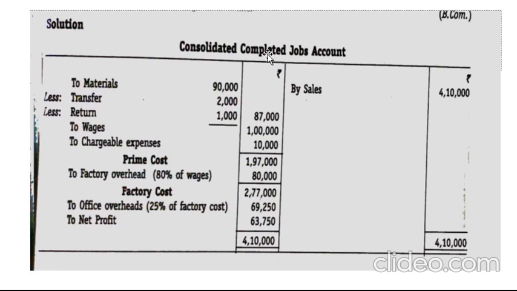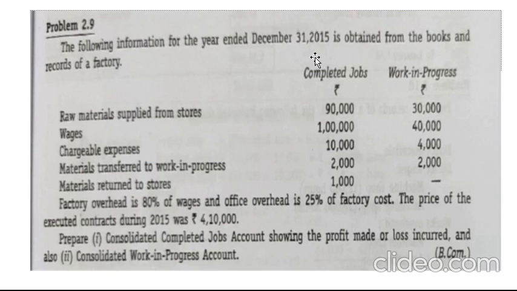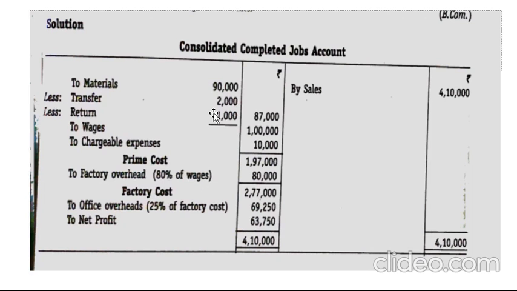So this is your consolidated completed job account. There are two accounts, completed jobs and work in progress, and in both we are going to find out whether we incur a profit or a loss. So first we will prepare the completed jobs. For completed jobs, raw materials supplied from stores is given. When we get into the account, there are debit items and credit items.